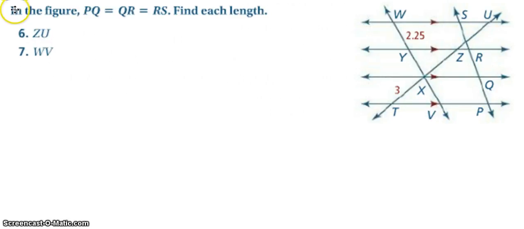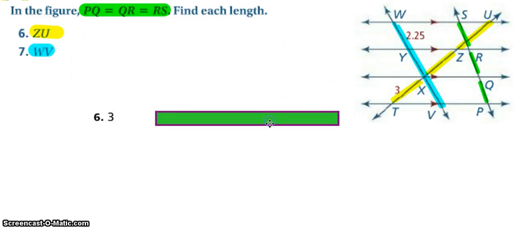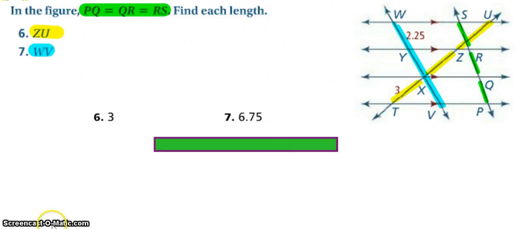Try to figure out the lengths of ZU and WV. Because we're told that my transversal from P to S all has congruent segments here, I know that any transversal through these parallels will have congruent segments. So ZU, this segment up here, will be congruent to ZX, which is congruent to XT. Therefore, ZU is 3. And for WV, I see that that's the entire transversal here. So we have 3 congruent segments, and when I add those all up, it's 6.75.